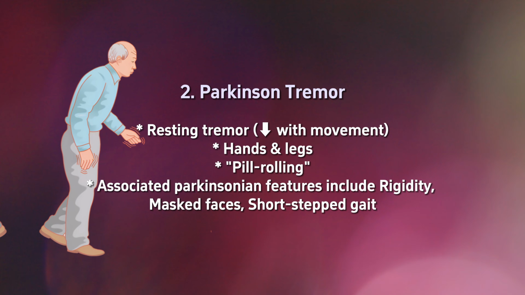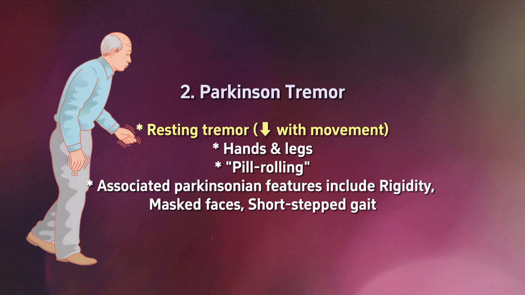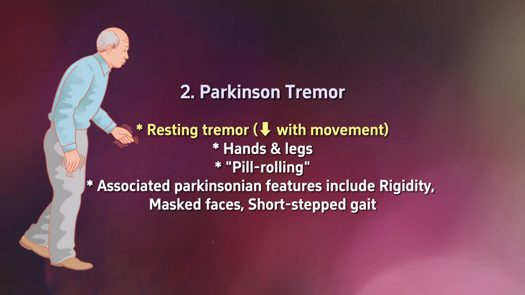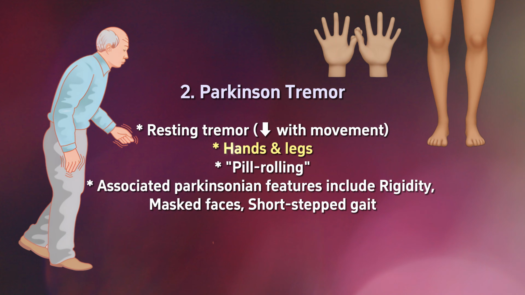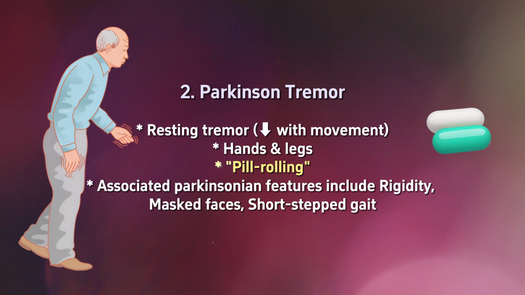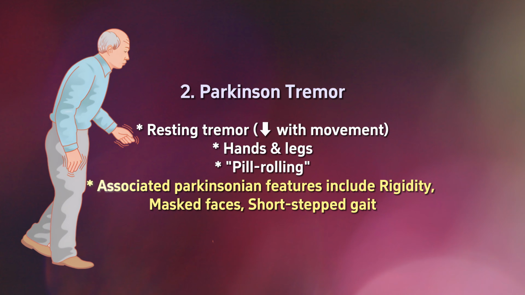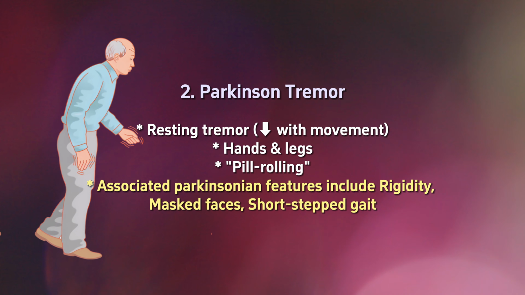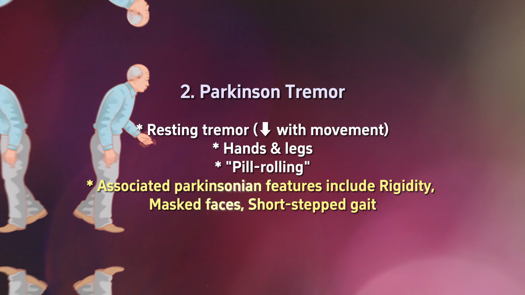2. Parkinson's tremor. Parkinson's tremor is a resting tremor that decreases with movement. Parkinson's tremor involves the hands and legs. Parkinson's tremor is a pill-rolling tremor. Associated Parkinsonian features include rigidity, masked faces, and short-stepped gait.